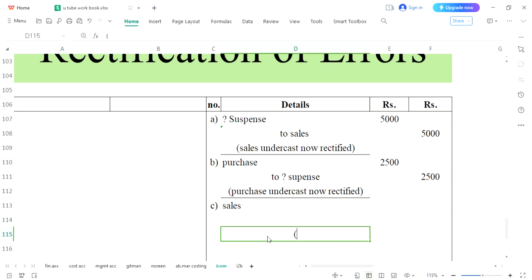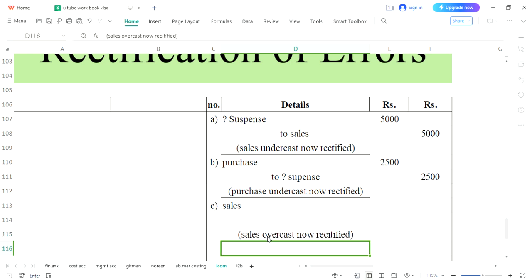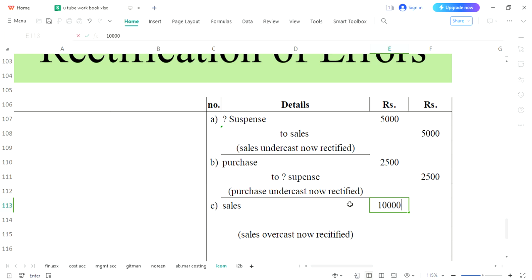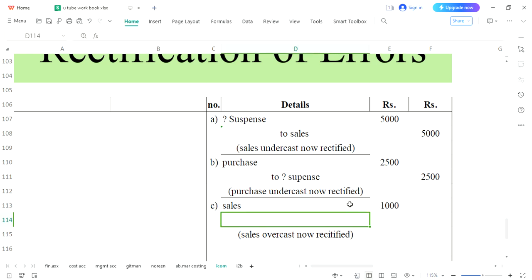Now we will put the narration. Sales overcast, now rectified. As usual, we are making an addition of two words, now rectified. Let's see how much amount. It is 1000. So just put 1000 on debit side, and that's all. Our entry has been completed. There is nothing to be written on credit side, so what you will do is a question mark or suspense, and that's all.